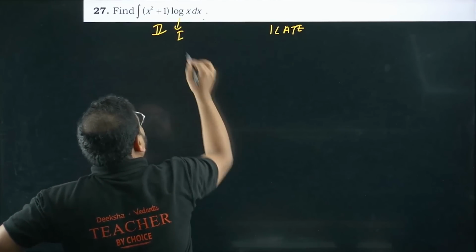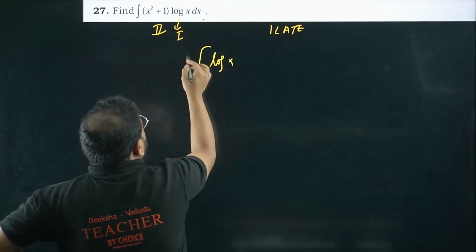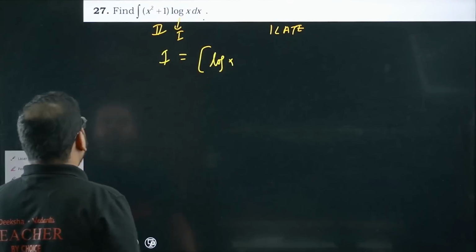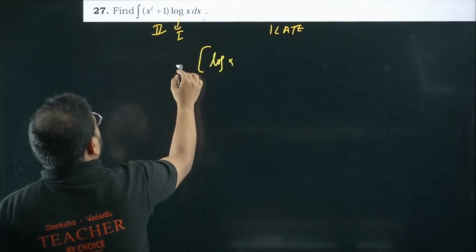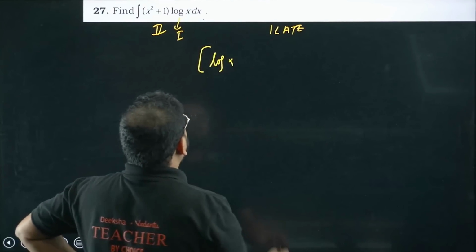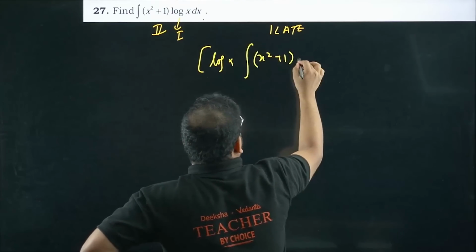Integrate. First of all, keep the first function as it is. So keep log x as it is. If I take this to be, let's say, integration I, what am I going to get? Please check. I don't have to take it, because I've already taken the function as I know. It looks confusing. So log x as it is, integrate x square plus 1 with dx.